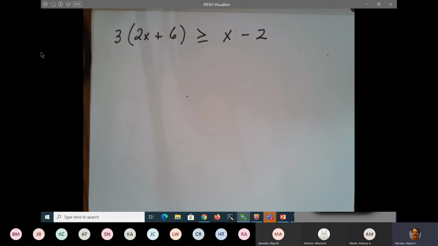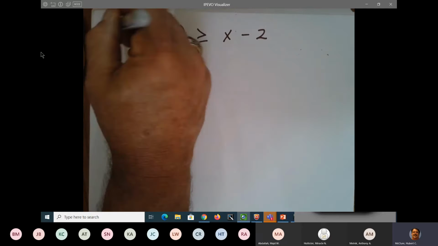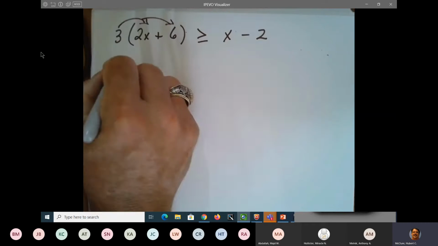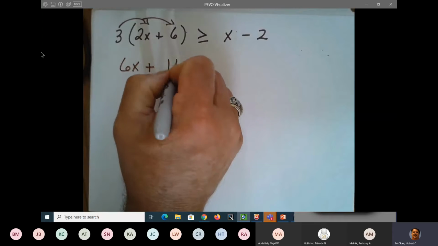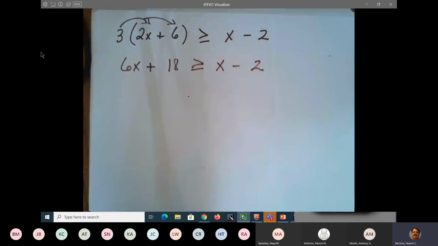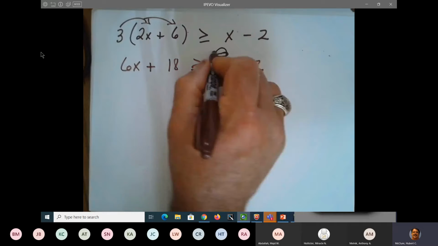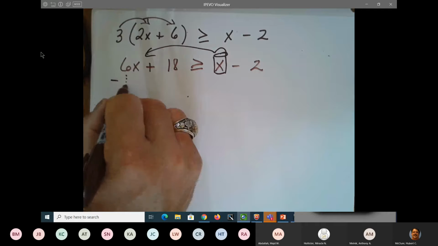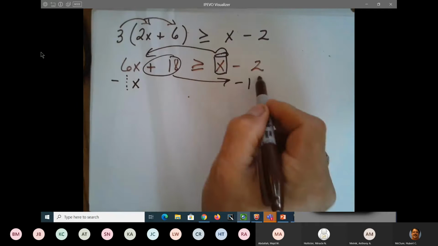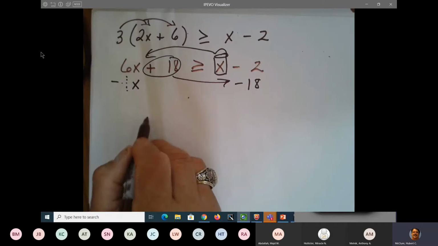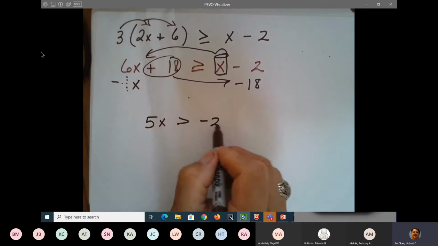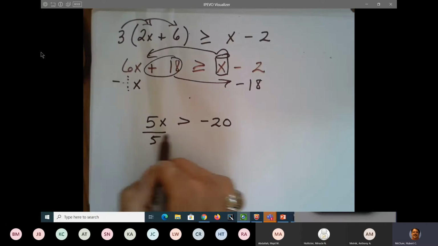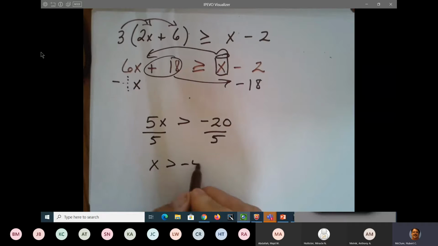Exactly. All right, let's do this one. So distribute, and that's going to give us 6x plus 18 greater than or equal to x minus 2. And that brown is going in the trash can. Okay, so this is my little bucket. Take it across the river. Take this one across the river. And that's going to give me 5x is greater than negative 20. Divide by 5. X is greater than negative 4.